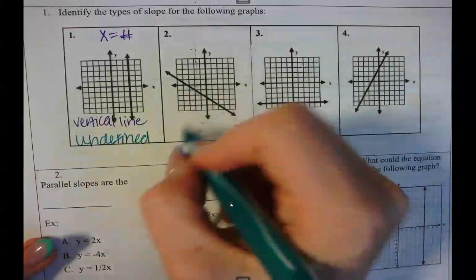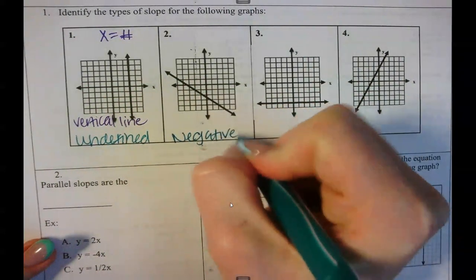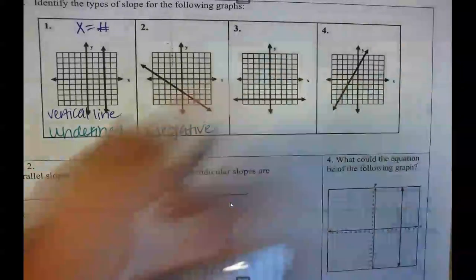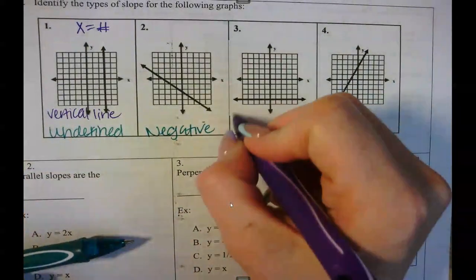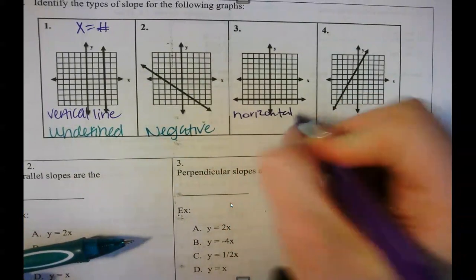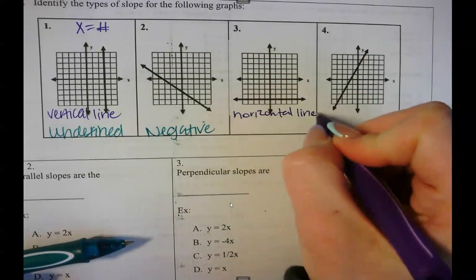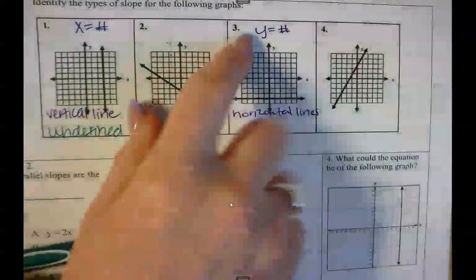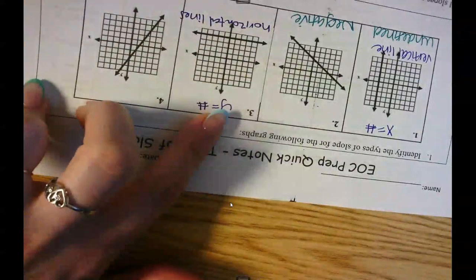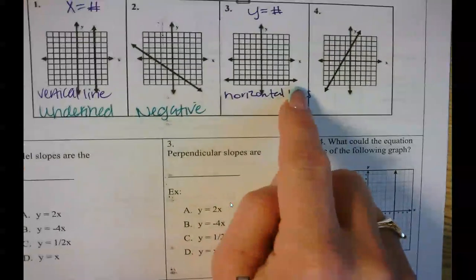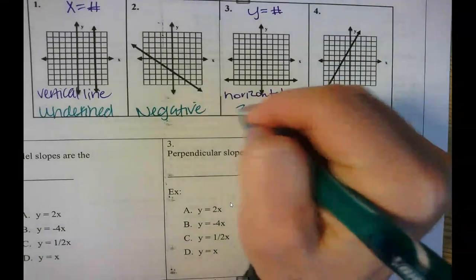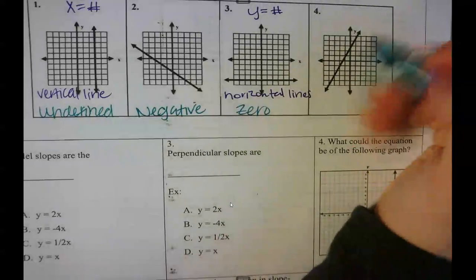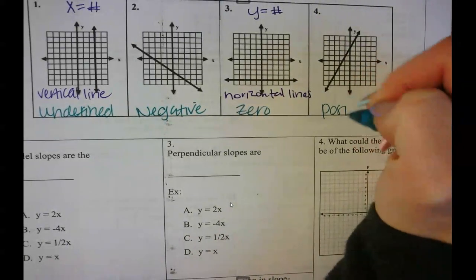Remember, when they're facing this way, our slopes are negative. These lines are horizontal lines, and these are y equals some number. To remember that it's a y equals, if I turn my y upside down, it kind of makes an H, horizontal. We also lay down horizontally. These have a 0 slope, and then when the line is facing this way, we've got a positive slope.